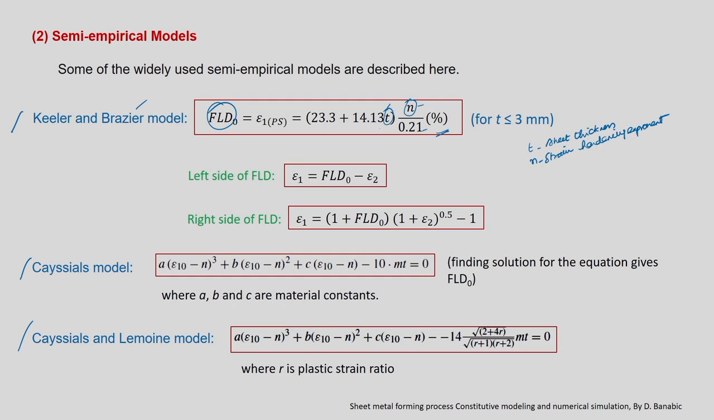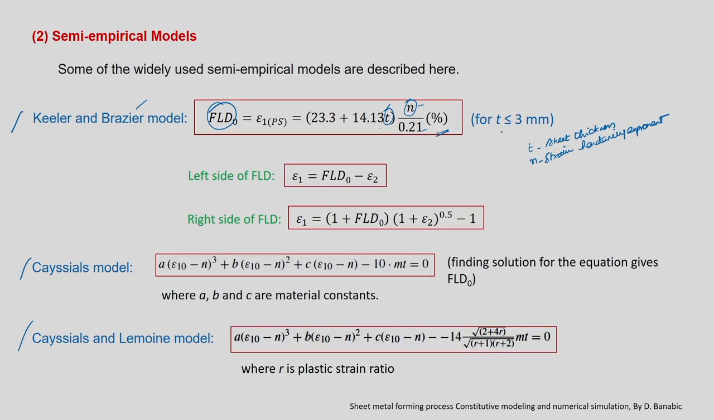Okay, so as per this equation, your FLD0 depends only on n and t, and this equation is valid only for thickness less than 3 mm, and that is what we are also discussing. Once you get FLD0, you will see epsilon 1, epsilon 2; you get FLD0 from this simple equation. You can put any t and n, let us say n as 0.15 and t as 1.5 mm. You substitute it, you will get FLD0 and it will be one point in this particular forming limit curve.